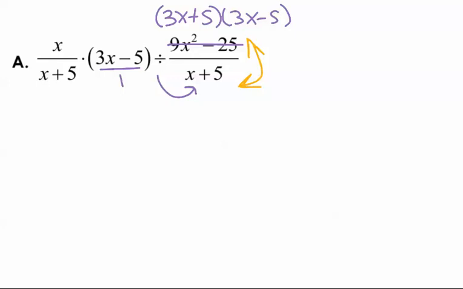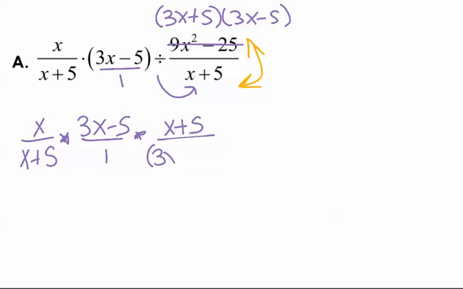So I'm going to rewrite x over x plus 5. That's not changing. Times 3x minus 5, and I'm going to put that over 1. And then we have times x plus 5, which is now on top. And then we have 3x plus 5 and 3x minus 5 on the bottom in the denominator.